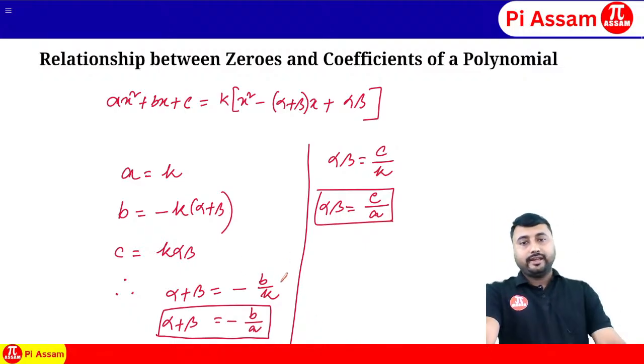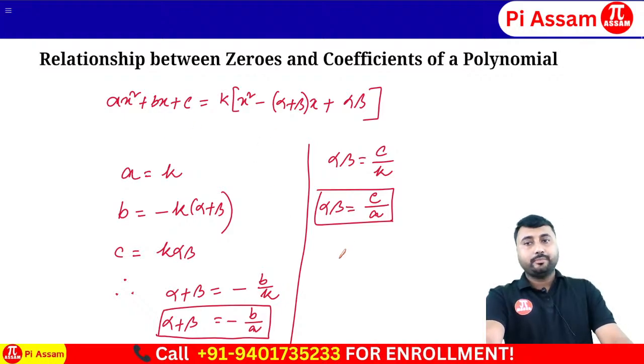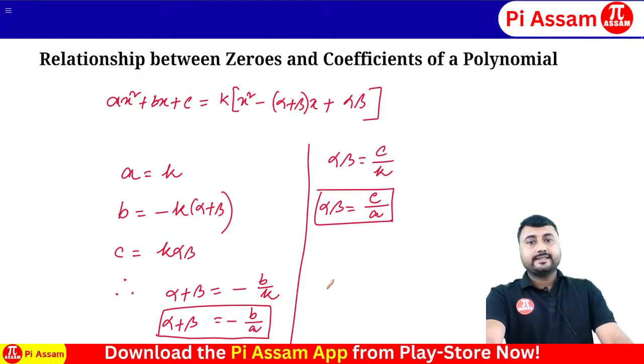Here a is the coefficient of x squared, b is the coefficient of x, and c is the constant. So these are the relations.